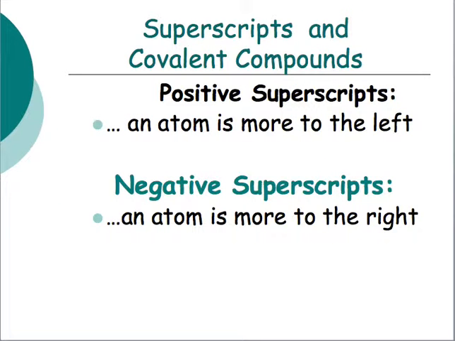So to wrap it up, we have superscripts also. The positive superscripts are for atoms more to the left, and negative superscripts are for atoms more to the right. So whether you're talking about ionic bonds or covalent bonds, the item that is further to the left will get the positive charge or oxidation number, and the item that is further to the right will get the negative oxidation number or charge.